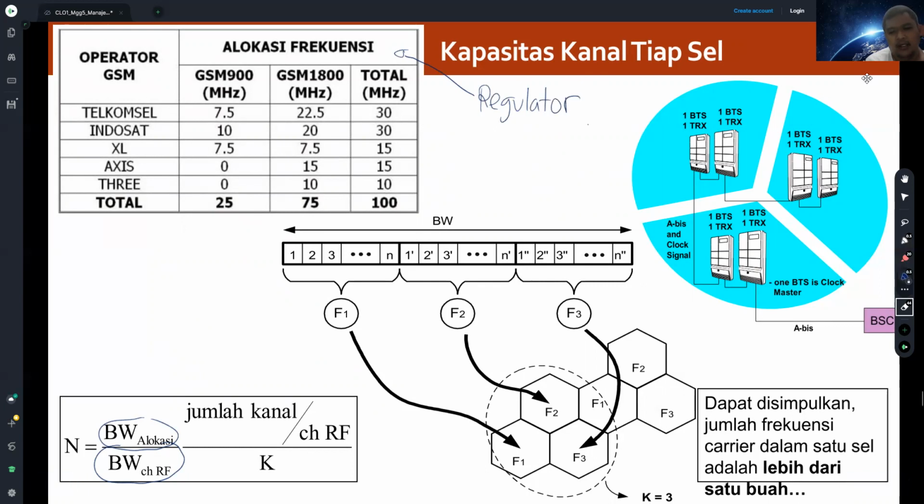However, the allocated bandwidth is defined by the regulator. For example, the regulator in Indonesia is Kominfo, and it depends on how large the bandwidth is. Usually a tender is used, for example a tender to one particular operator. And the bandwidth of the RF channel is usually different based on its technology.